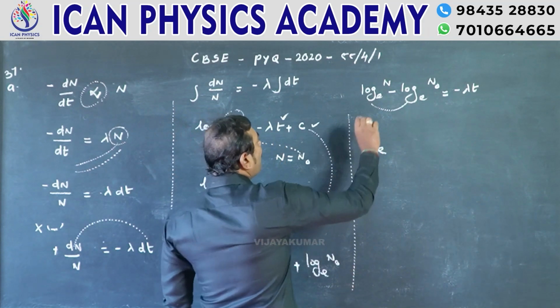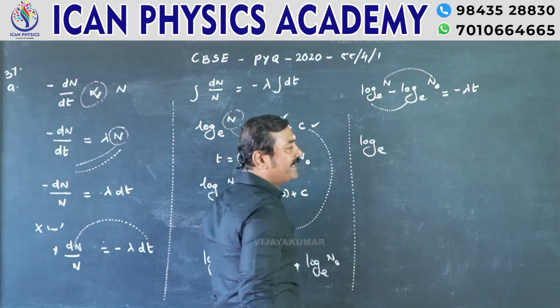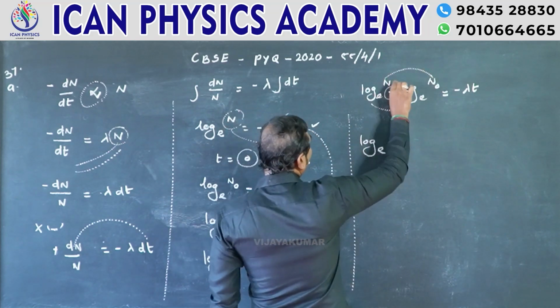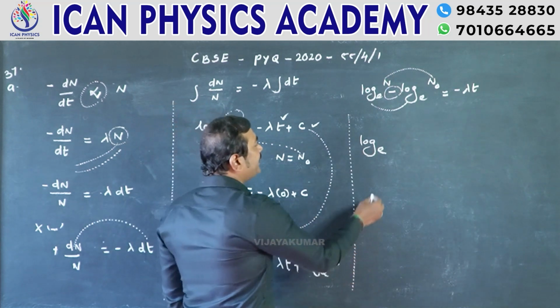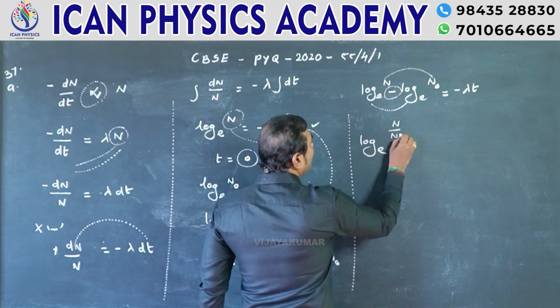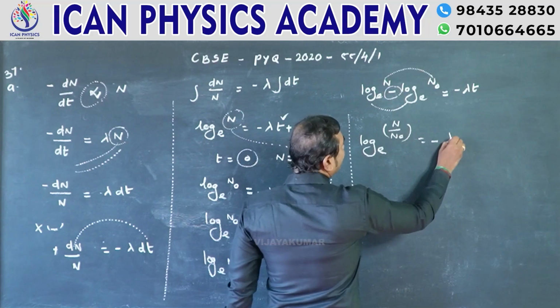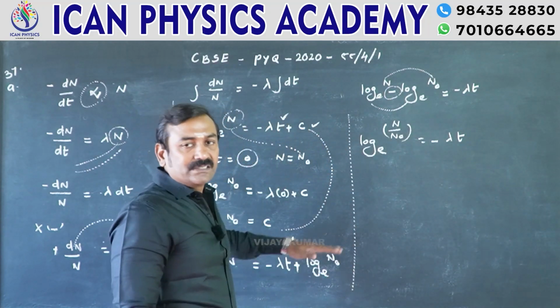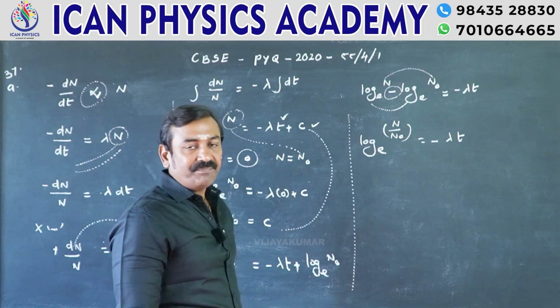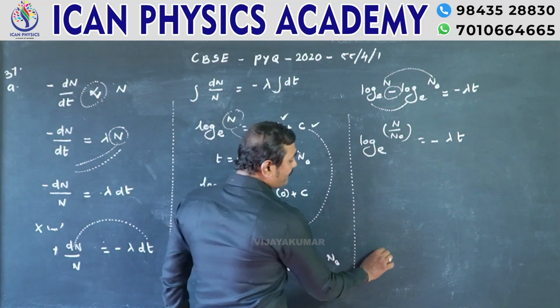Now what happened to the power n and n naught? Here we have the sign minus, so we can write it as a division. How can we write it as division? That is n by n naught equals minus lambda t. Now it is in log form, so log form is converted into exponential form. So what is log form?